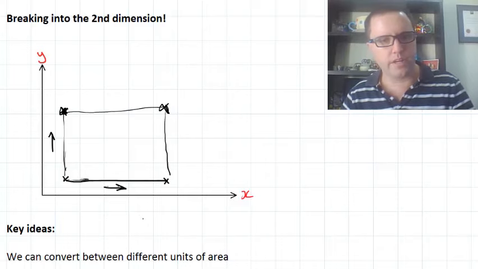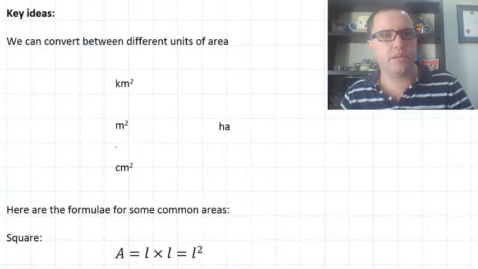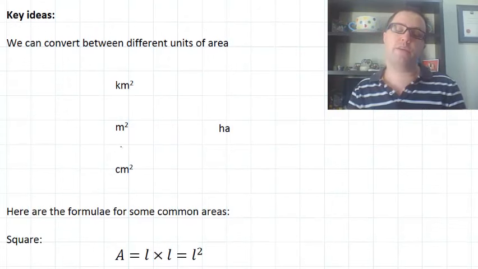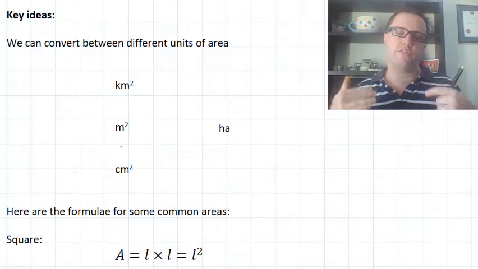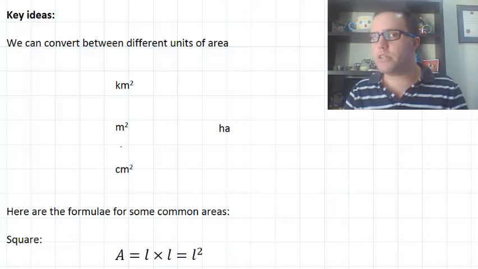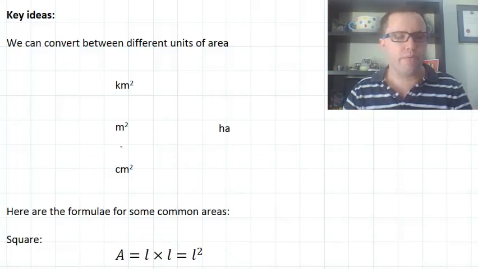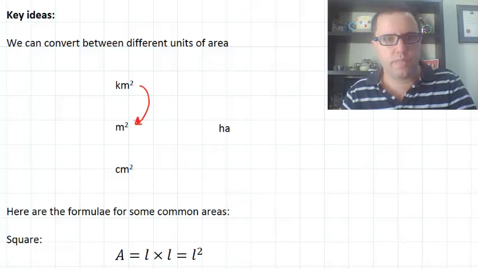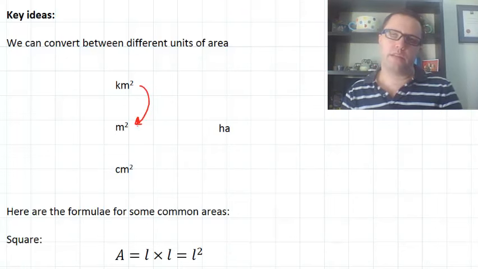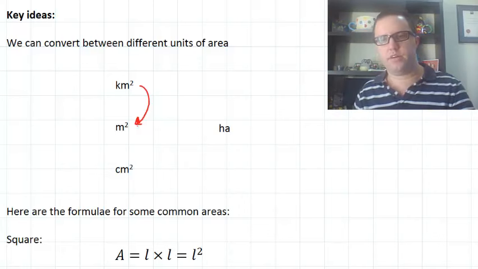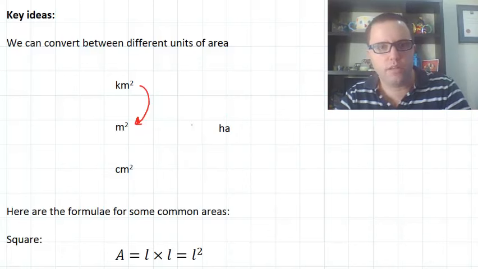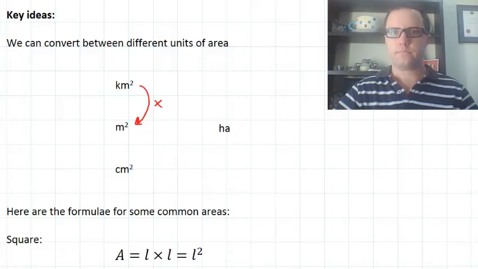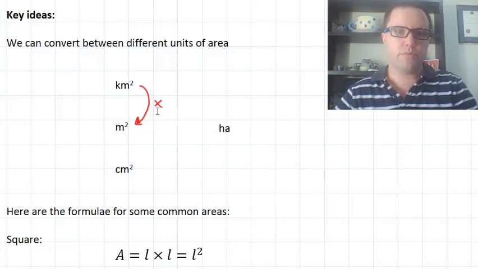Okay, here are some key ideas. We can convert between different units of area. You might remember when we looked at converting between different units of measurement in just one dimension, between meters, kilometers, centimeters, etc. We can also do the same thing between our units of area. If we're going from kilometers to meters, there are more meters: 1 kilometer is 1,000 meters. So you're going to get bigger, so we need to multiply.